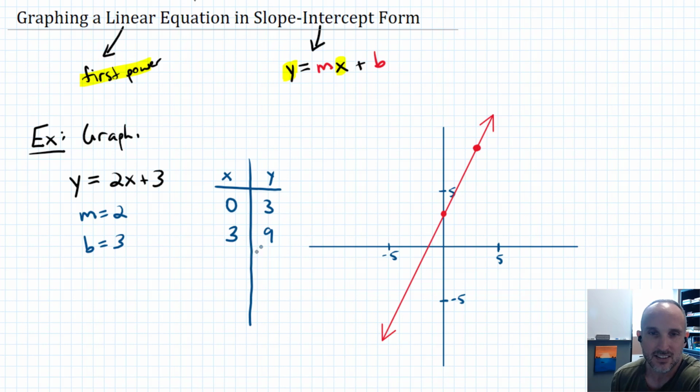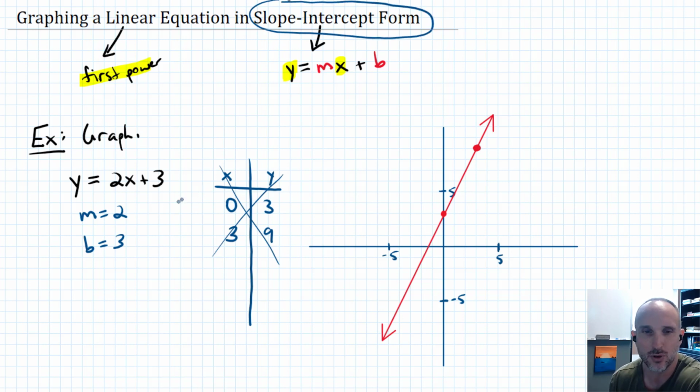Now, this point plotting idea is useful to know, but that's not what we're going to focus on in this video. Instead, we're going to focus on how to do it using m and b. That's the idea, how to capitalize on this slope-intercept form. So m is what we call the slope of the line, and b is the y-intercept.